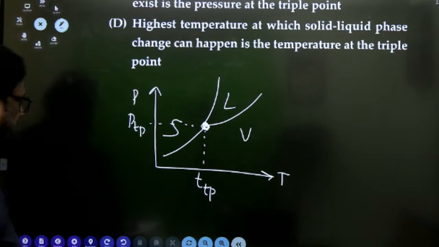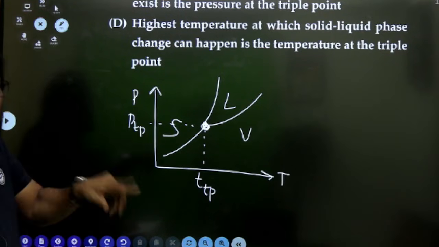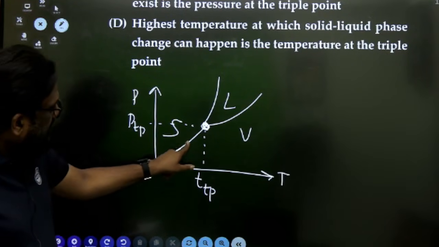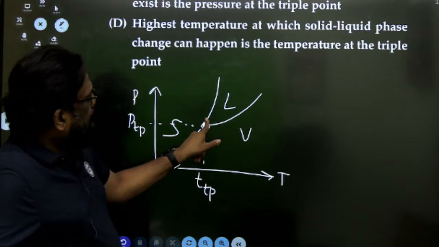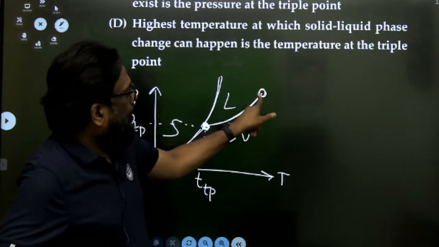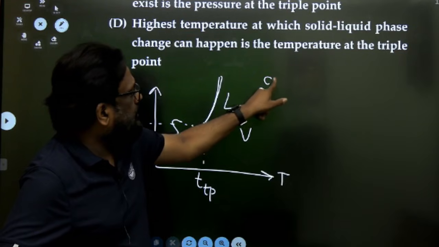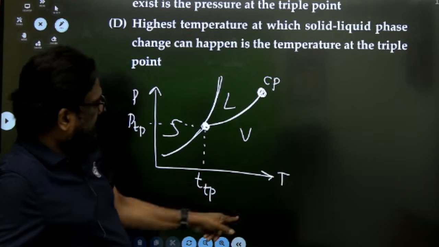So which curve will change? It is the fusion curve that changes. This is the sublimation curve because solid to vapor. This is the fusion curve, solid to liquid, and this is the vaporization curve. Here will be the critical point, sir, where liquid converts to vapor. This is the critical point. So this pressure will be the critical pressure. This will be the critical temperature.